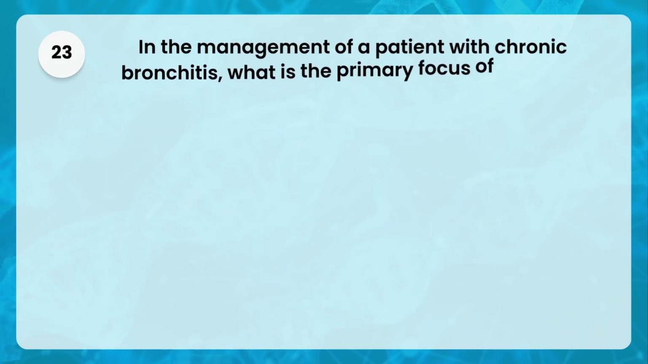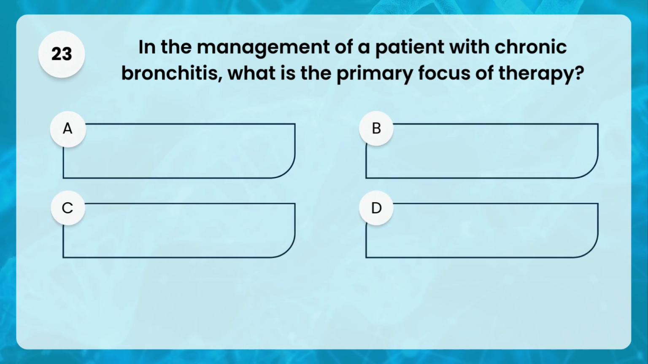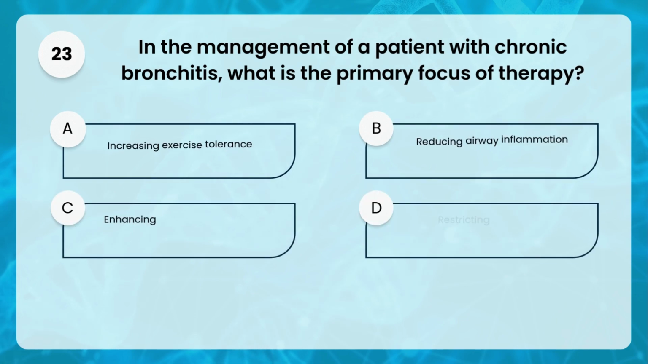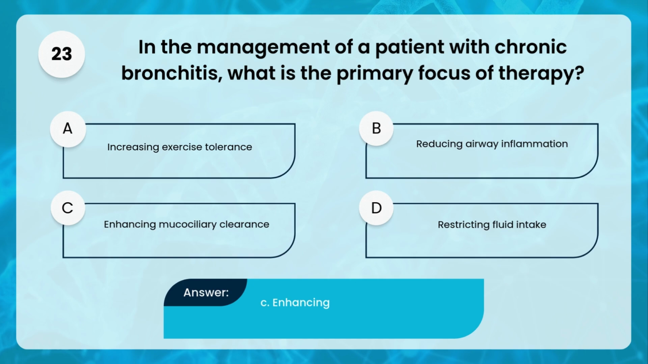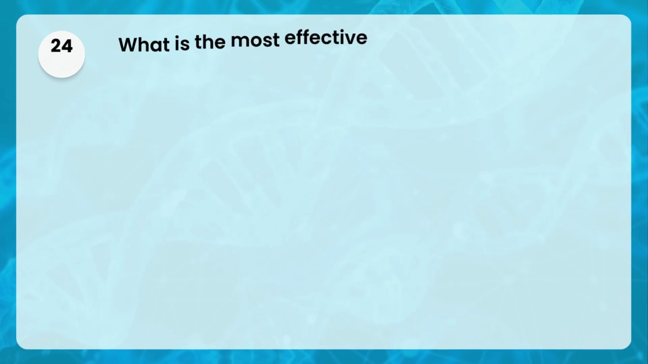23. In the management of a patient with chronic bronchitis, what is the primary focus of therapy? A. Increasing exercise tolerance. B. Reducing airway inflammation. C. Enhancing mucociliary clearance. D. Restricting fluid intake. The answer is C. Enhancing mucociliary clearance.